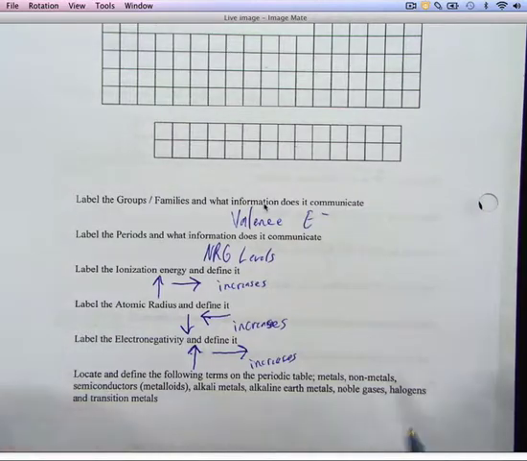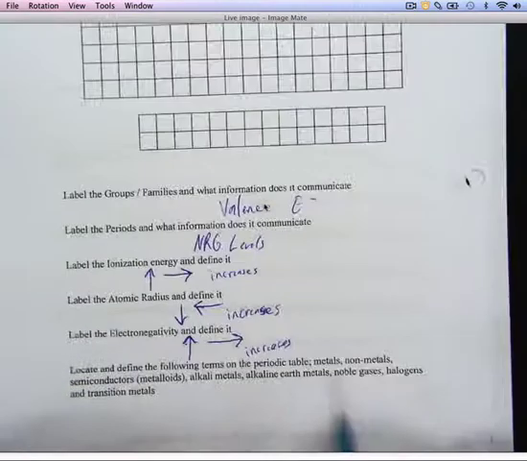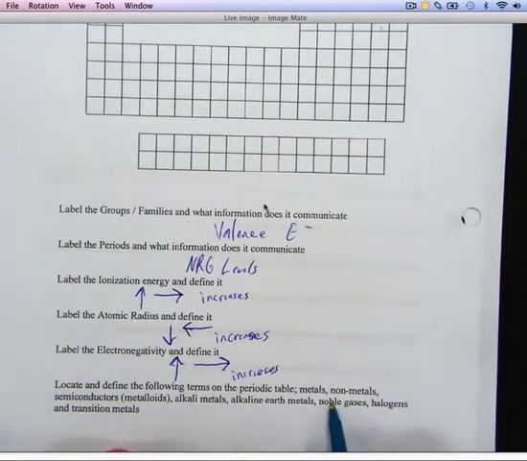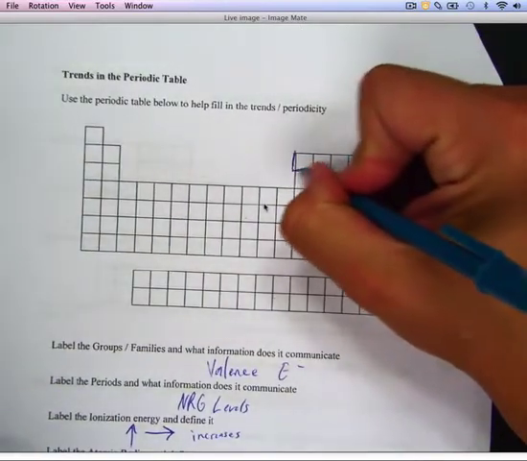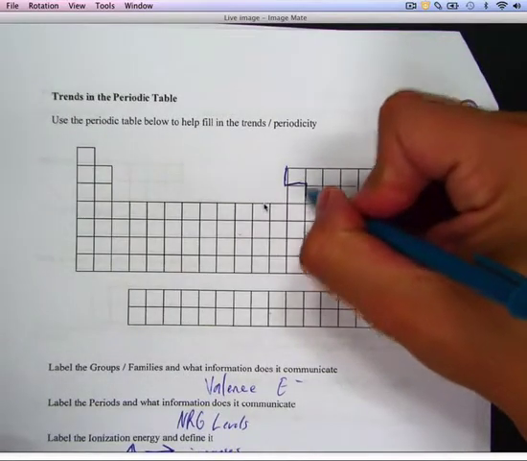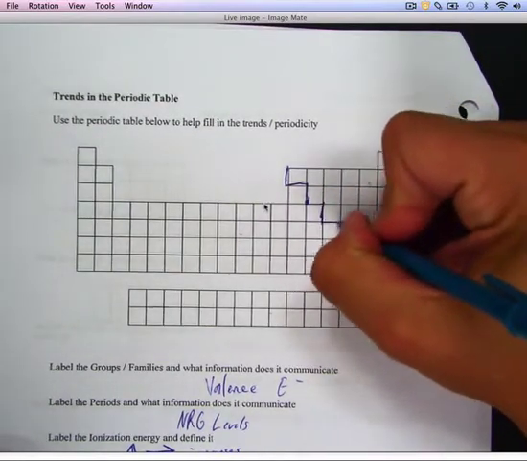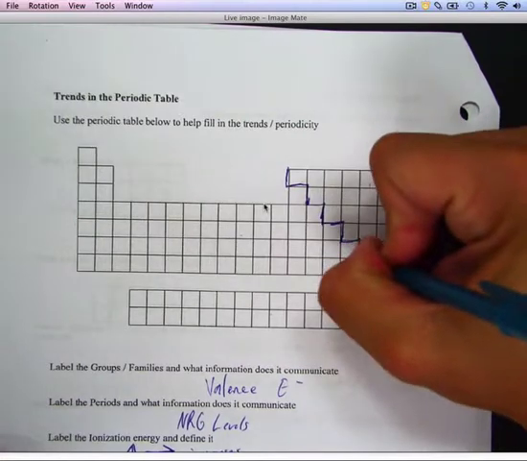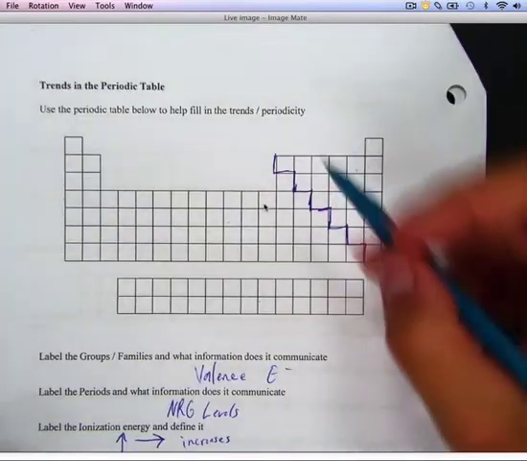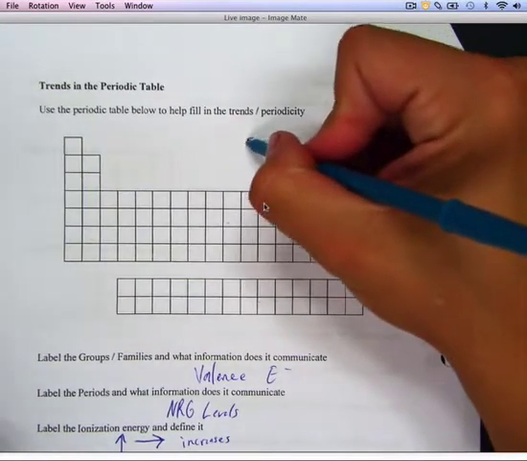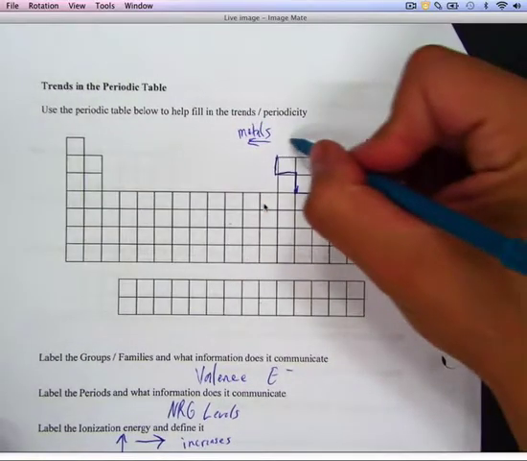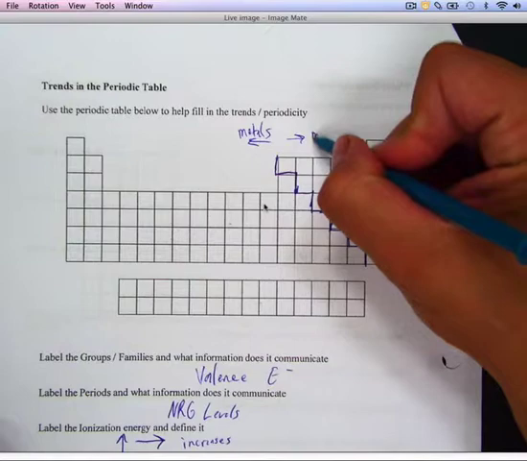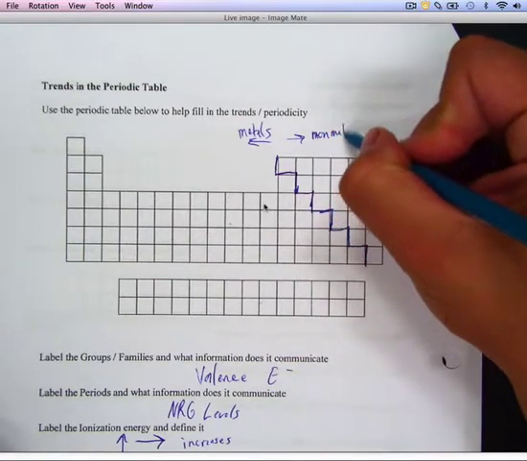Now let's label the parts of the periodic table. We've got to label all these things on the bottom here. So we've got metals and nonmetals. How do we separate those? On most periodic tables, there is a thick, dark line that stair steps all the way through. This side represents your metals, and this side of the stair step represents your nonmetals.